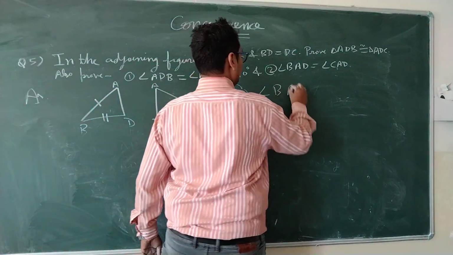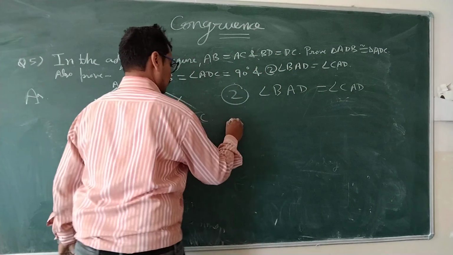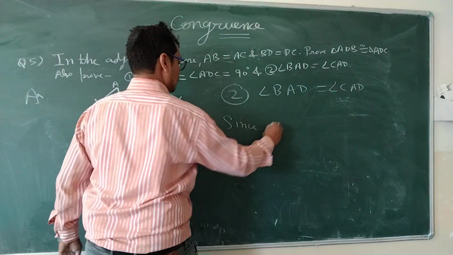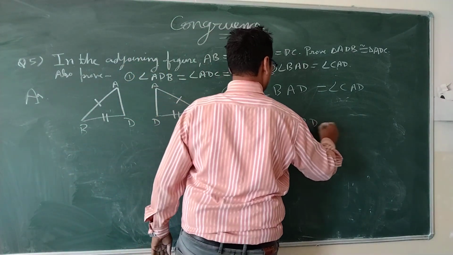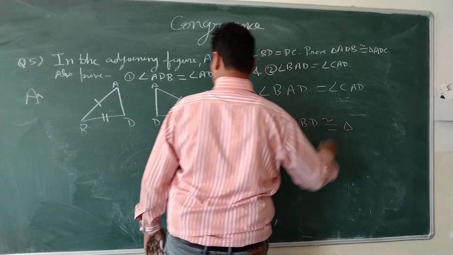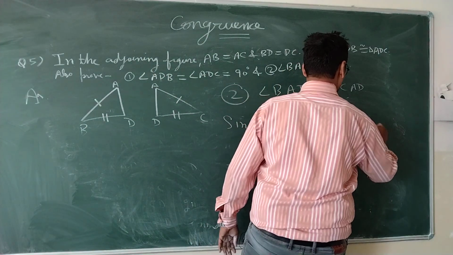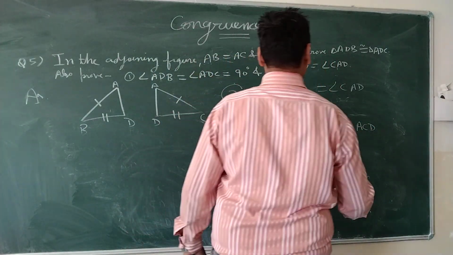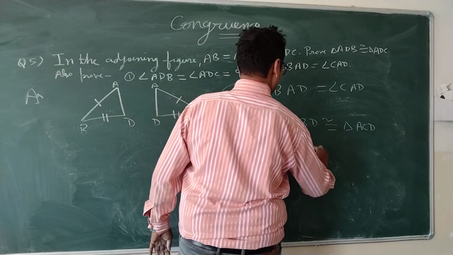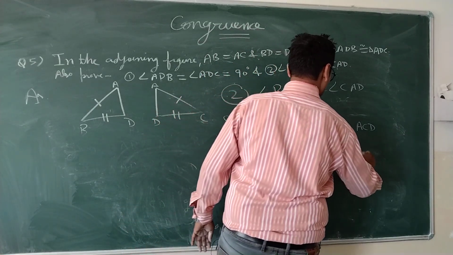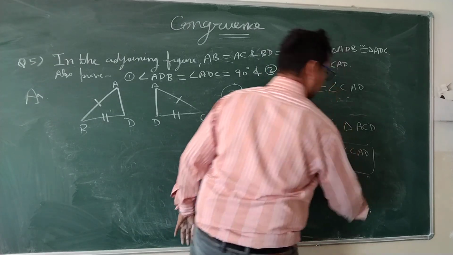Angle BAD is equal to angle CAD. Since triangle ABD is congruent to triangle ACD, so we can say angle BAD is equal to angle CAD. Hence proved.